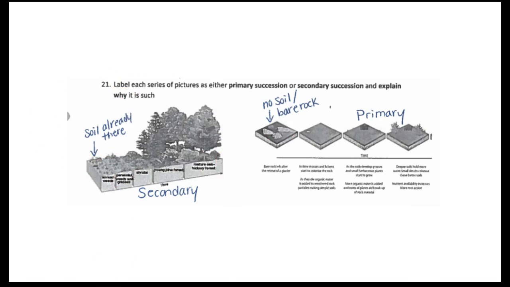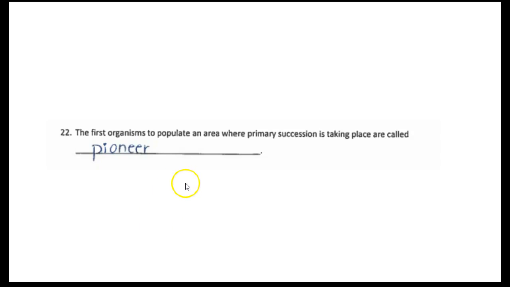I hope that helps. The first organism to populate an area where primary succession is taking place is the pioneer. Okay, he's the new guy to the show. That's the pioneer, first organism to populate an area where primary succession occurred.